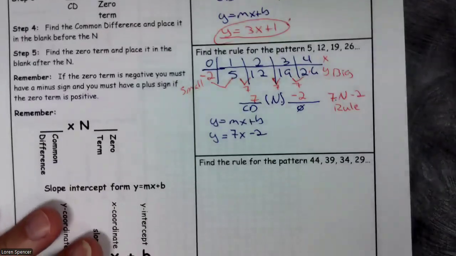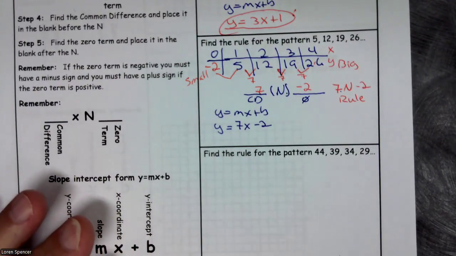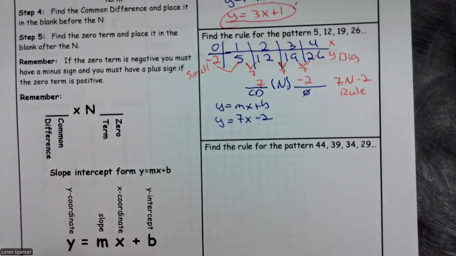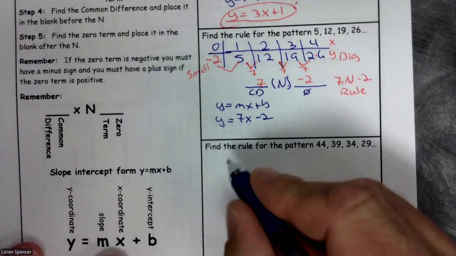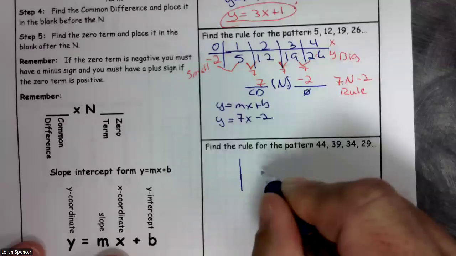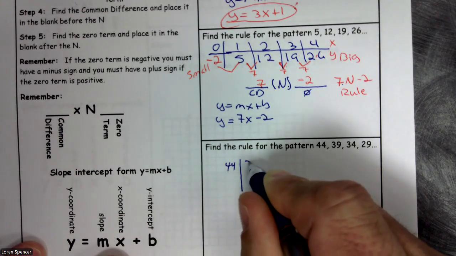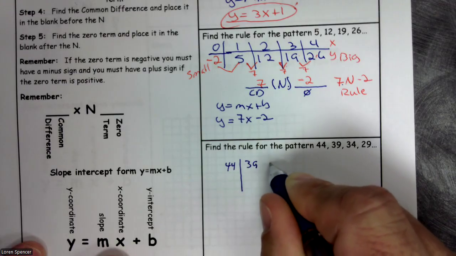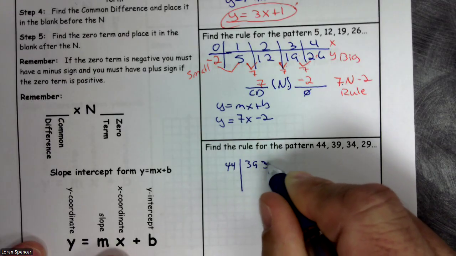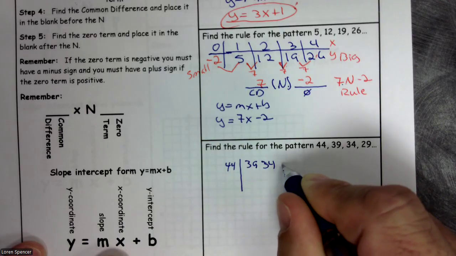All right, continuing on. Find the rule for the pattern 44, 39, 34, 29. This one's going to be a little bit different. So 44, 39, 34, 29.